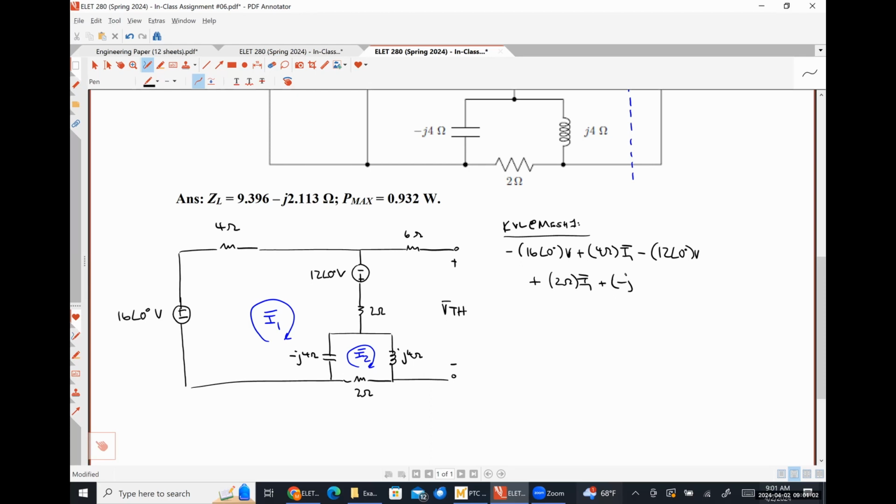That means we're dealing with phasors. It's the same notation I've been using for 2 weeks at this point. The tilde is an RMS phasor, the bar is just a phasor. Negative J4 ohms times I1 minus I2 is equal to 0. Anybody have any problem with that? So that's just me following mesh current I1 around its clockwise path.